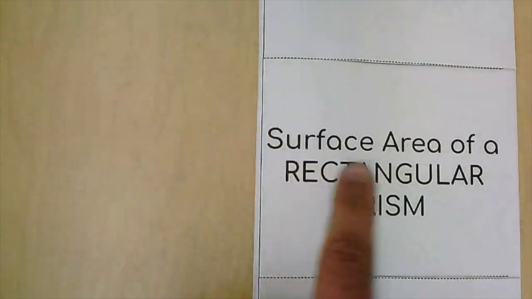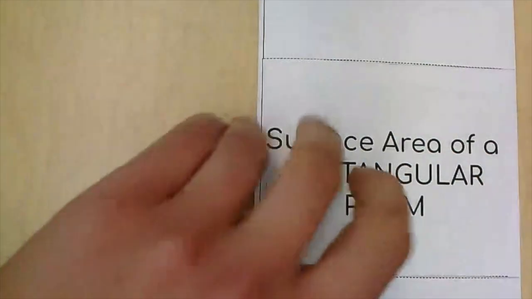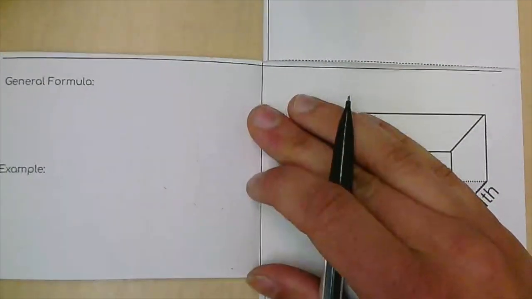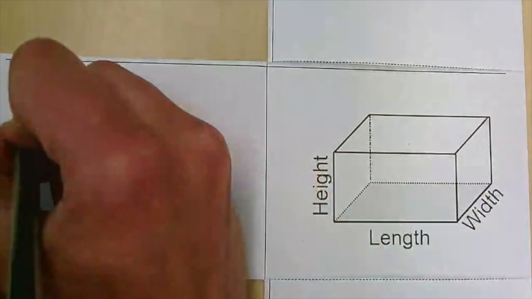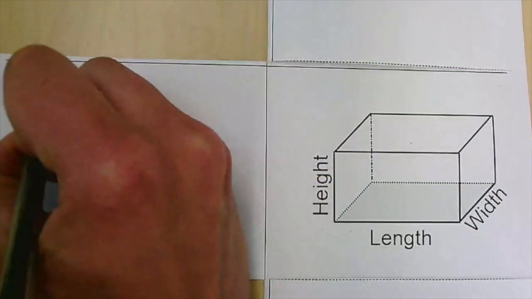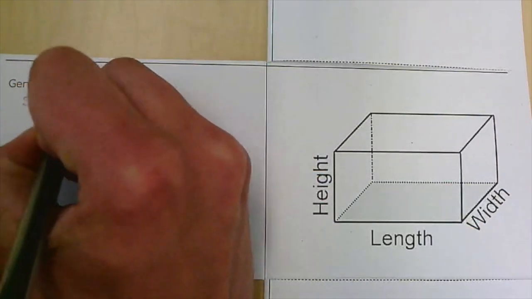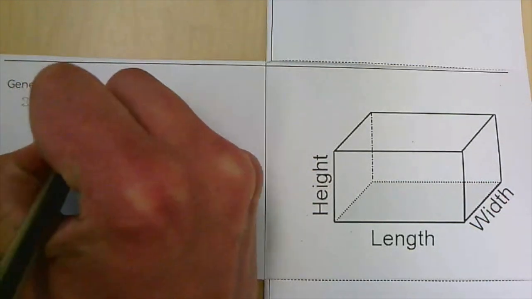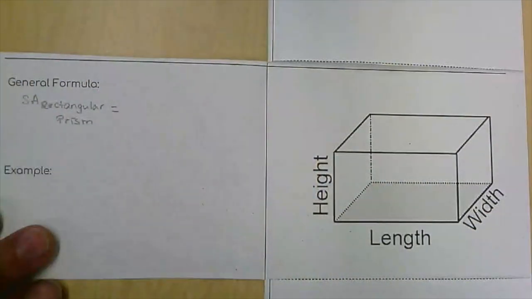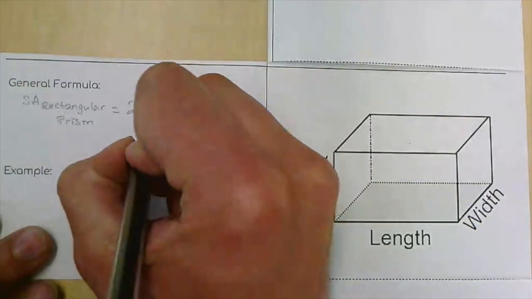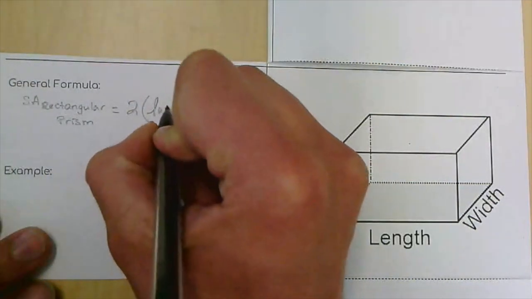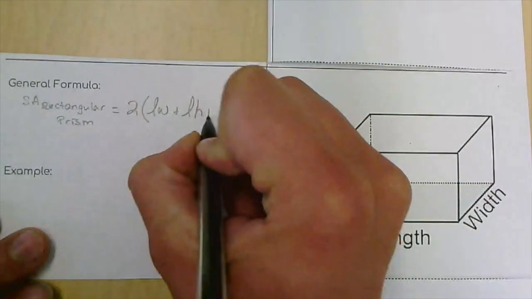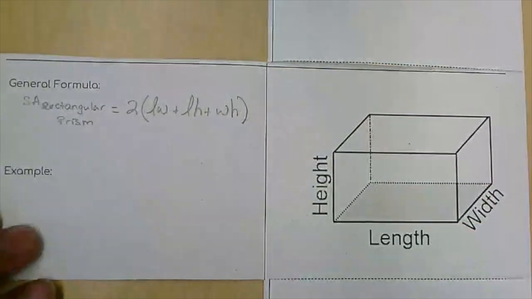Now we'll move on to the surface area of a rectangular prism. This is where our formula starts to get a little bit more difficult and your notes might come in a little bit handier. So we're going to do the surface area of a rectangular prism. And that formula looks like this. 2, and then times in parentheses, length times width, plus length times height, plus width times height.